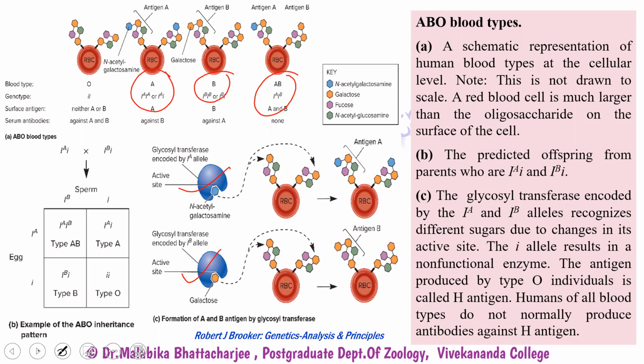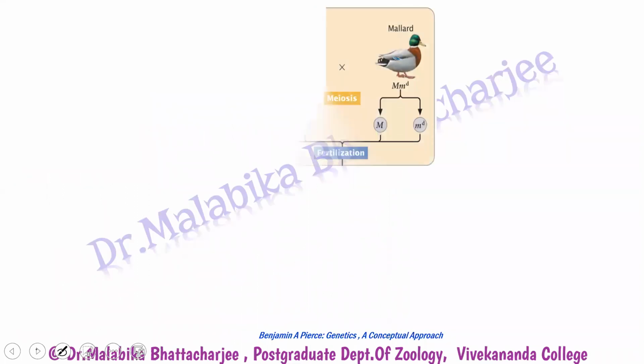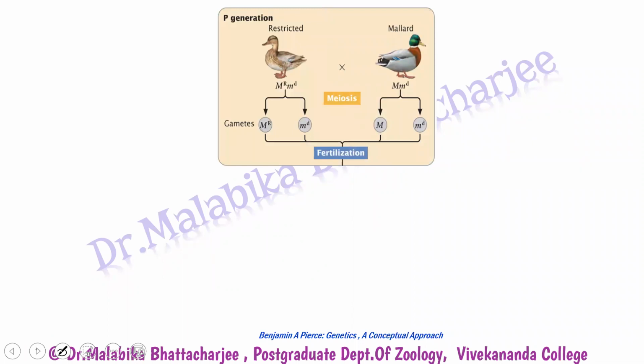Now I'll show you some of a dominance hierarchy series. Let us look into this case. Now there are 3 alleles associated with this duck pattern. One is the M allele, the other is the MR allele, and the third is the MD allele. So there are 3 alleles. MR produces a pattern called restricted. M produces a pattern called mallard. MD produces a pattern called dusky.